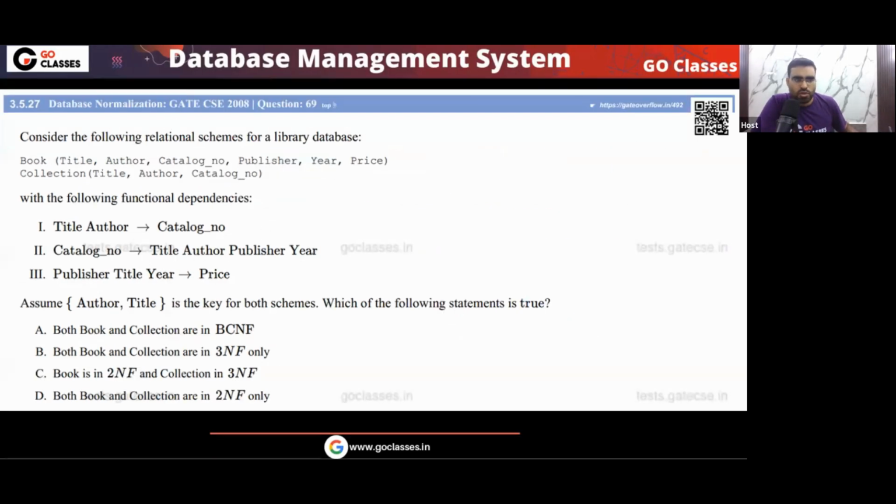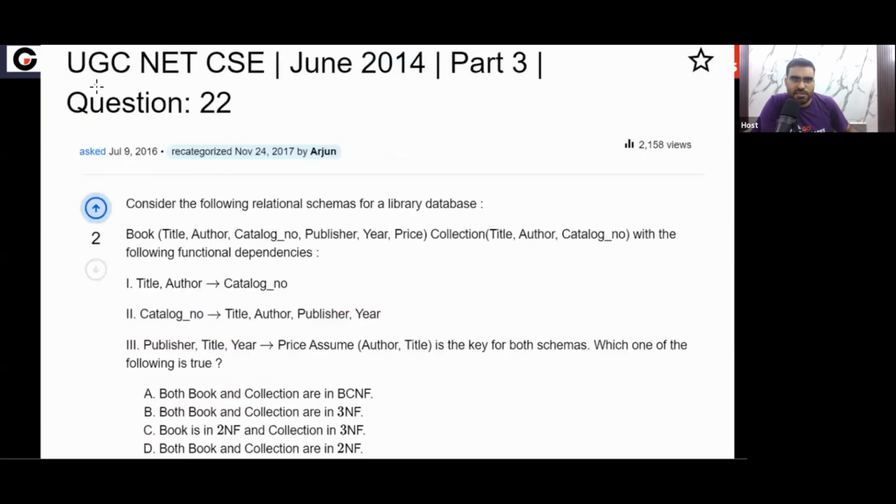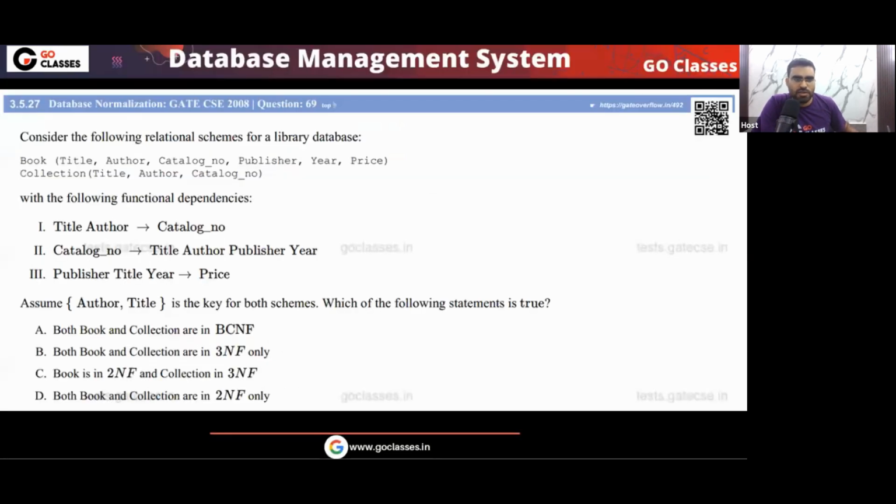Let's solve this GATE 2008 question. This question has also come in the UGC NET exam. As it is, this question has come in the UGC NET exam also. So let's solve it. Consider the following relational schema for a library database.